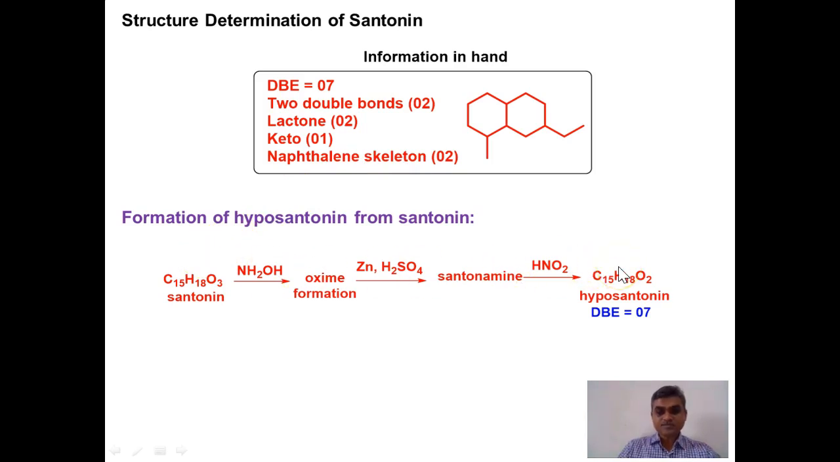and for that this experiment is performed. Santonin on reaction with hydroxylamine hydrochloride forms an oxime, and the oxime is reduced in the presence of zinc and H2SO4, forming santonamine. So we got a primary amine. Oximes on reduction give a primary amine, and the primary amine undergoes diazotization using nitrous acid, and it leads to a molecule called hyposantonin. So in this case, no carbon atom is lost, only some sort of rearrangement has occurred, and if we can reach the structure of hyposantonin, then one can understand the structure of santonin very easily.